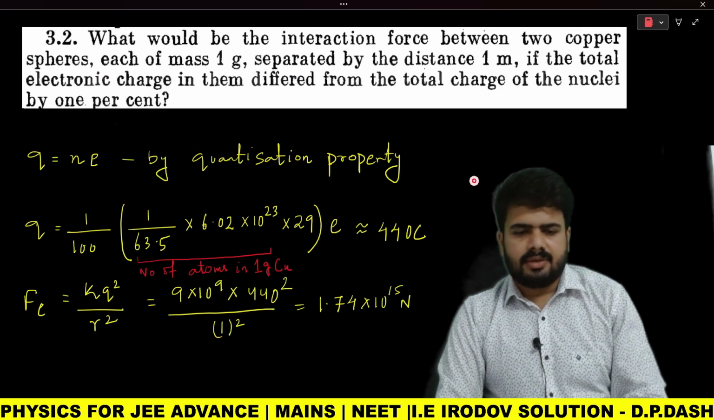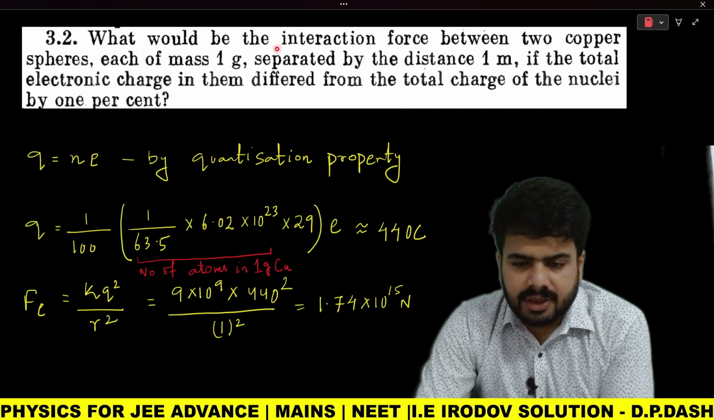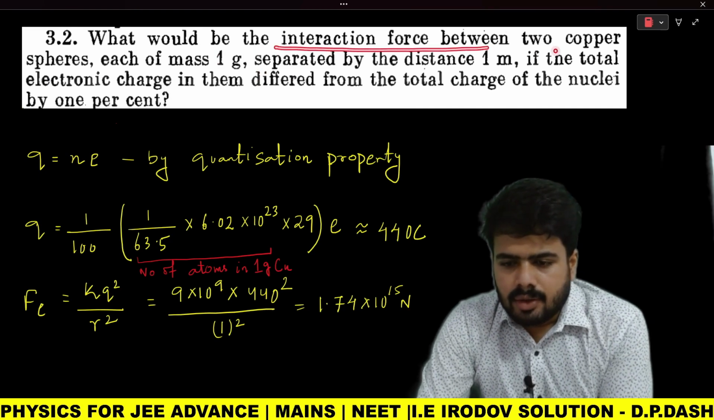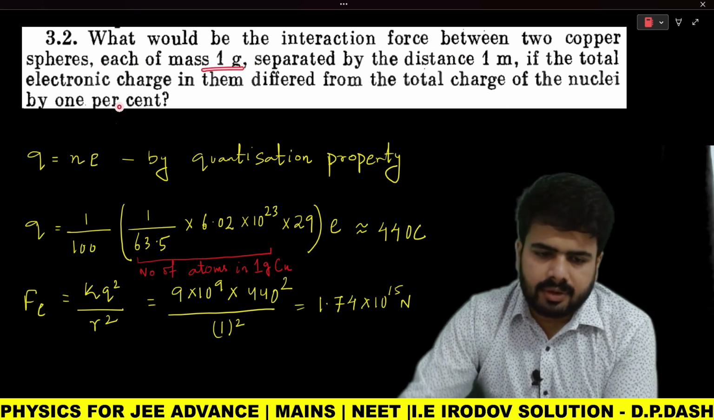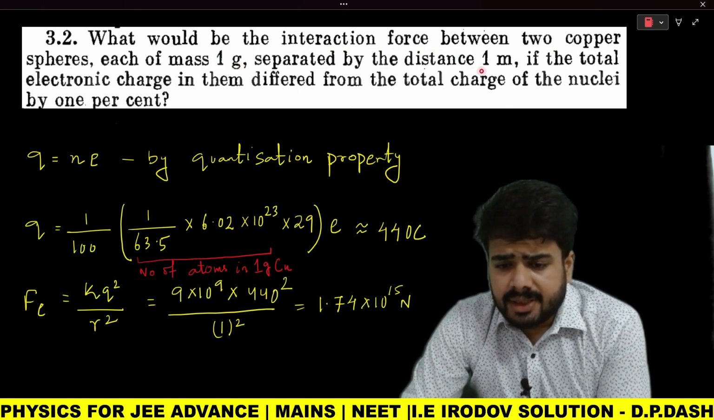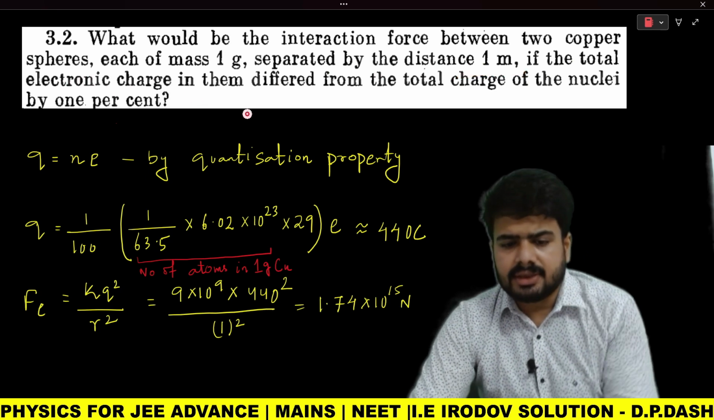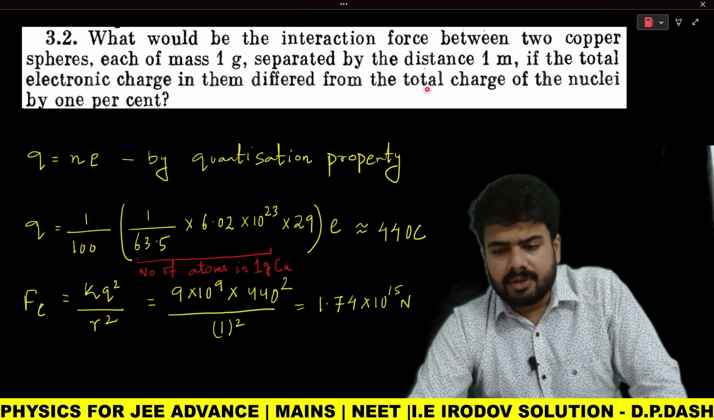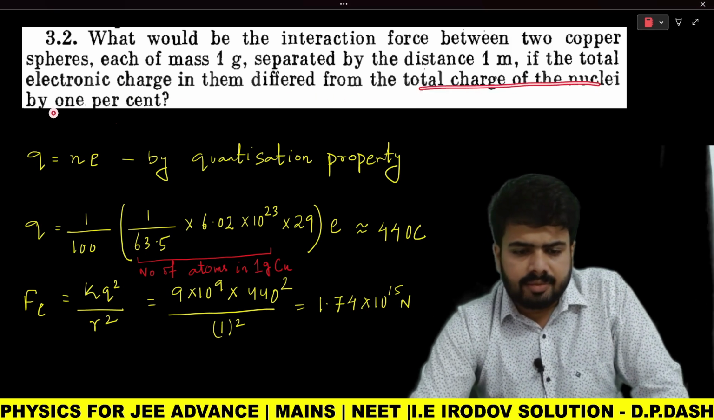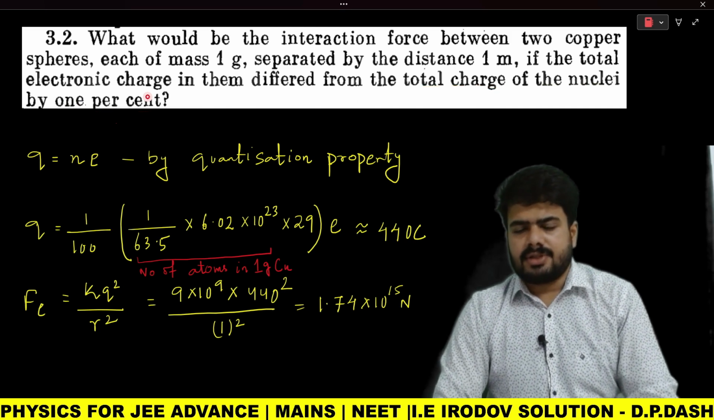Okay, so the second question, 3.2. I can read here, it is given: what would be the interaction between two copper spheres, each of mass 1 gram, separated by a distance of 1 meter, if the total electronic charge in them differed from the total charge of the nuclei by 1%. Okay, so just read this question very carefully.